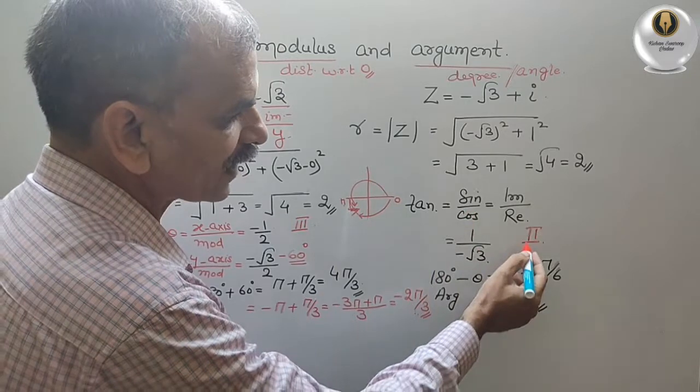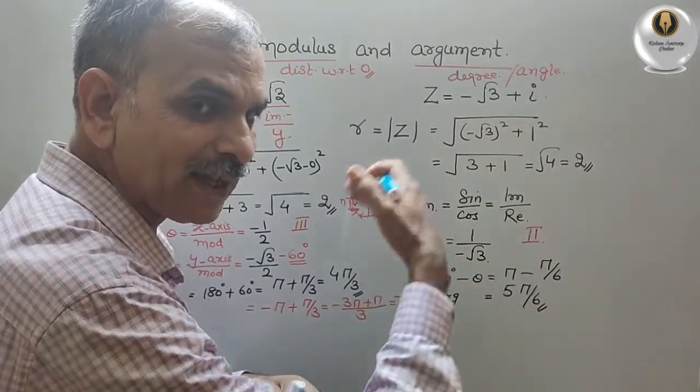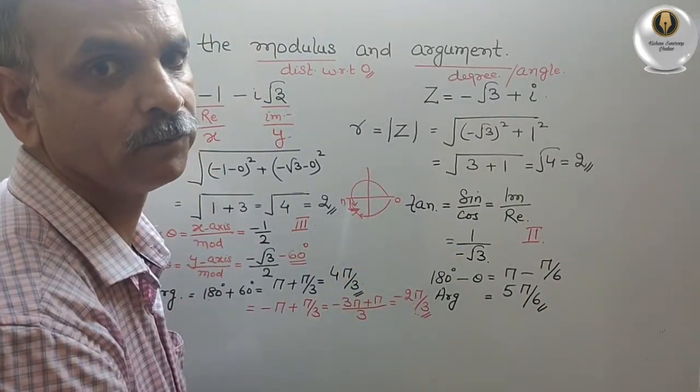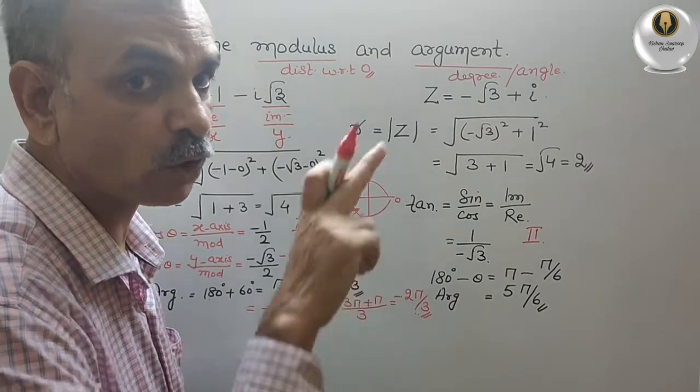Here they have taken what? Second quadrant. That means it will be anti-clockwise only. Not clockwise. Clockwise follows a long route.